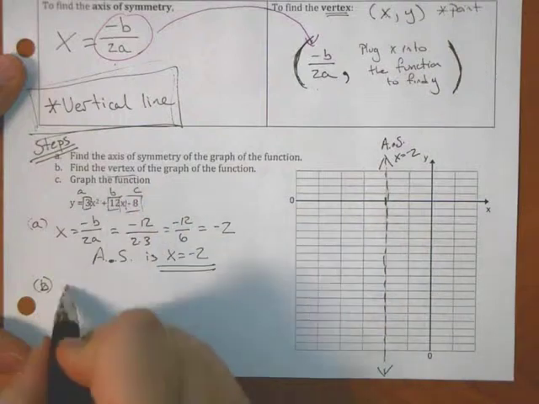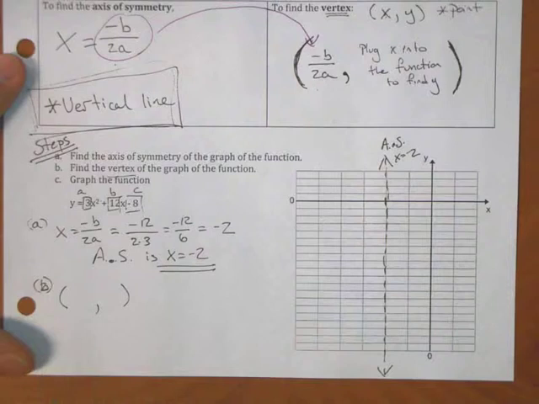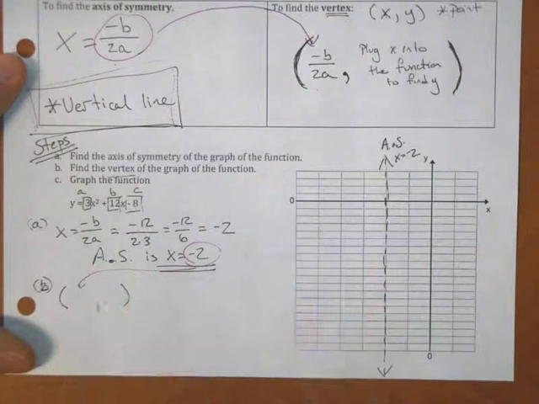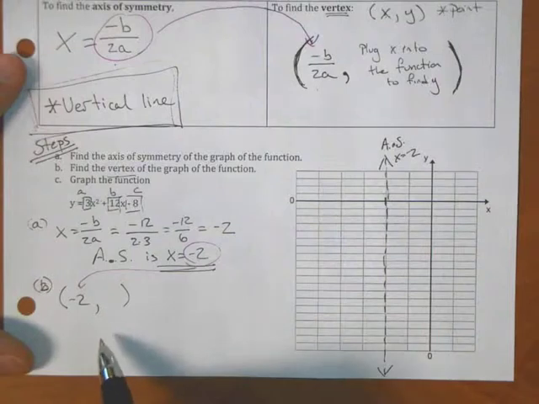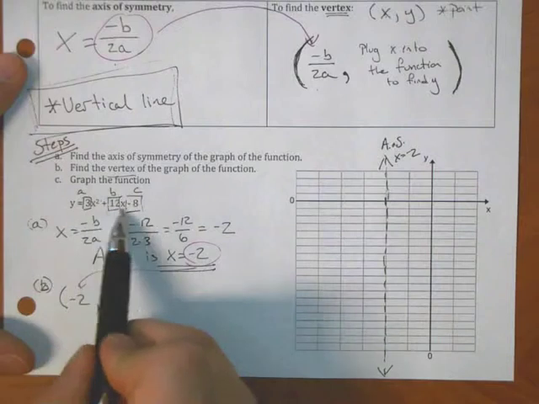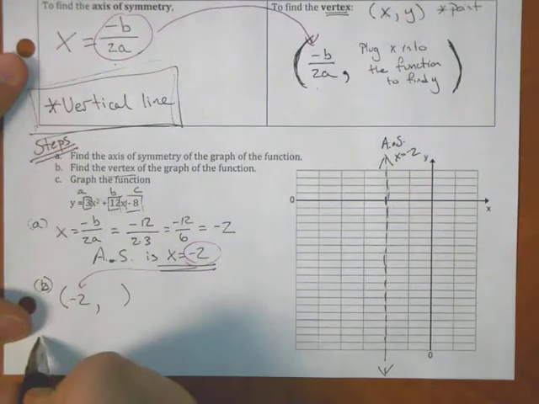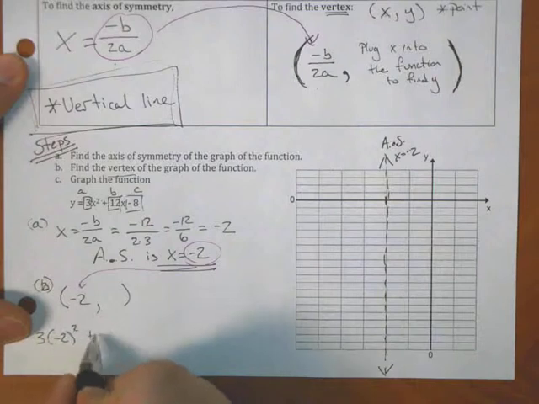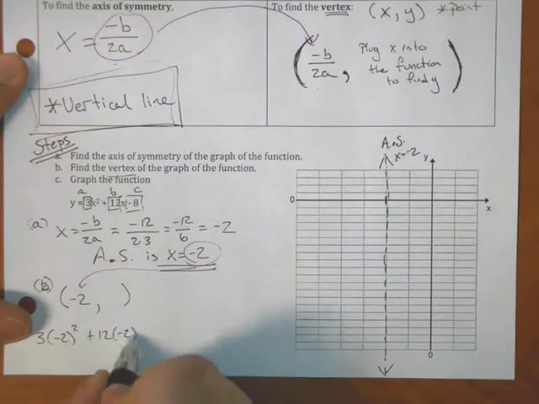Okay, B, find the vertex. Well, the vertex is a point. You already know the x-coordinate, whatever you got for the axis of symmetry. So I have to find its y value. To find its y value, I take this x and plug it in for x in my equation. So I have to go back all the way to chapter 1 and figure out how to evaluate this thing.